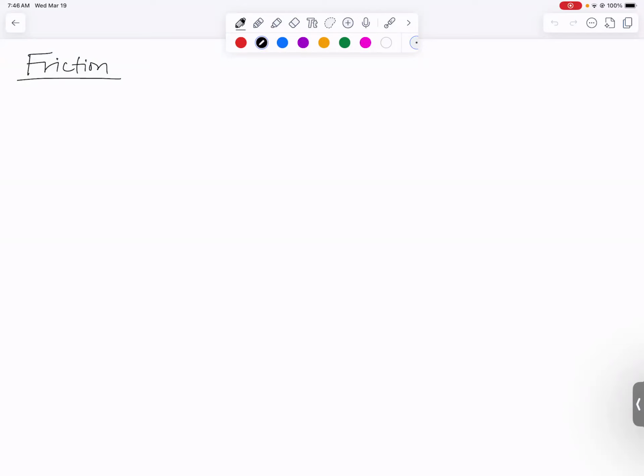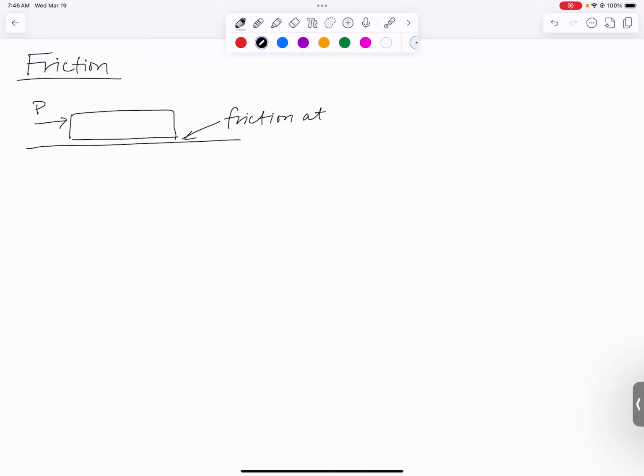And here's the picture. We have an object of some kind. It could be a book or a brick. If you're pushing on it with a force P, it might start sliding, it might not. It really just depends on how much friction there is. So we're talking about friction that specifically occurs at some kind of an interface.